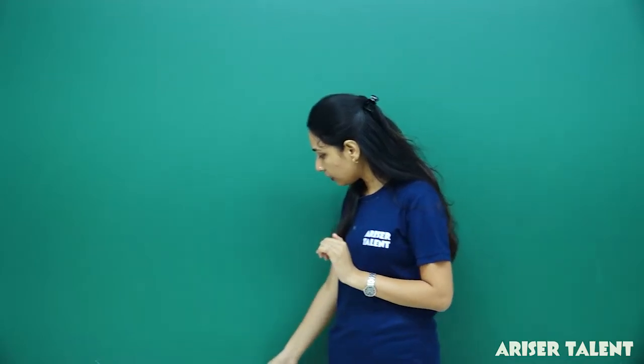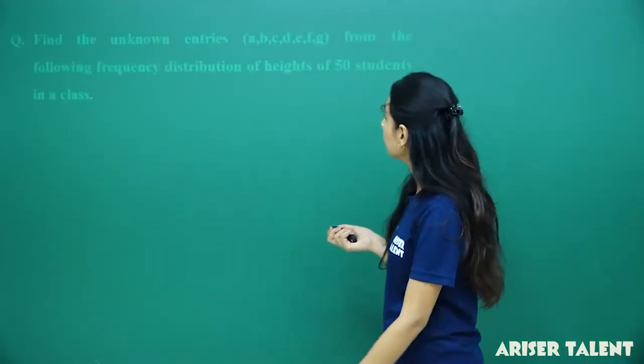In that we have arrived at the chapter statistics, and in that we have covered the theory part and then some numericals. We have learned about the cumulative frequency. We have done one or two questions about that also. Now in that chain we are doing that ABCDEFG wala question.